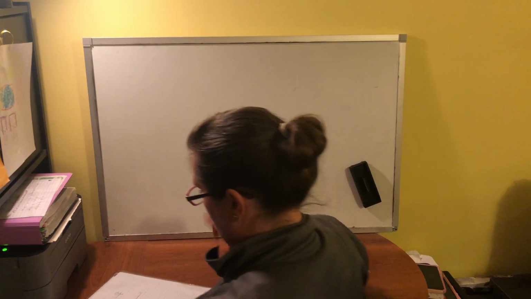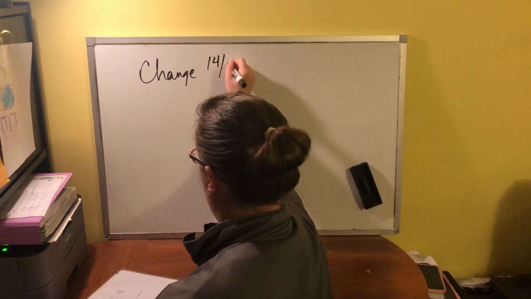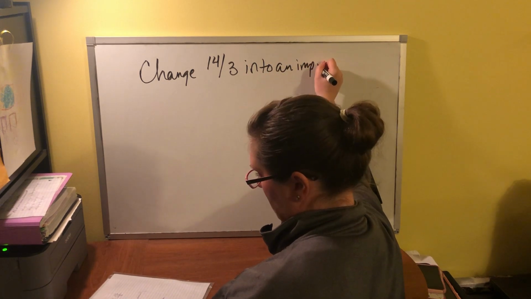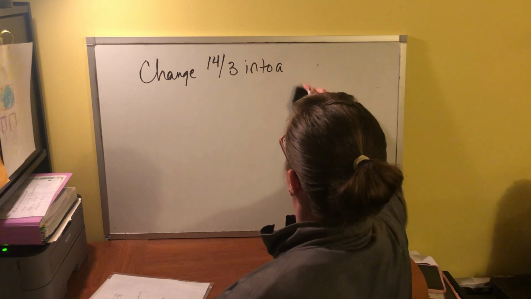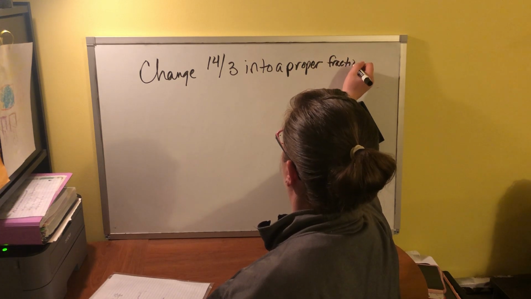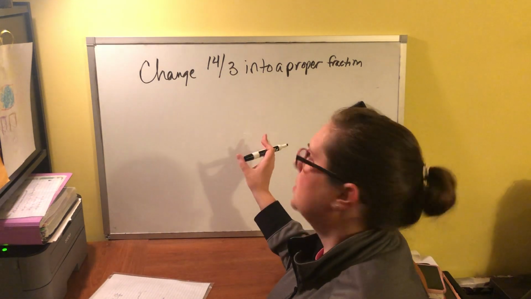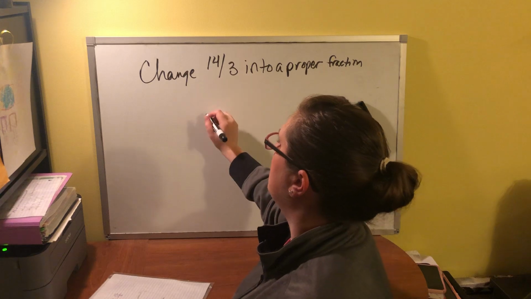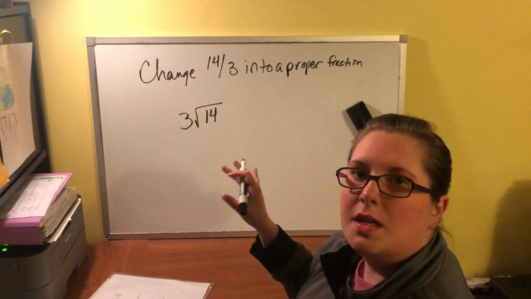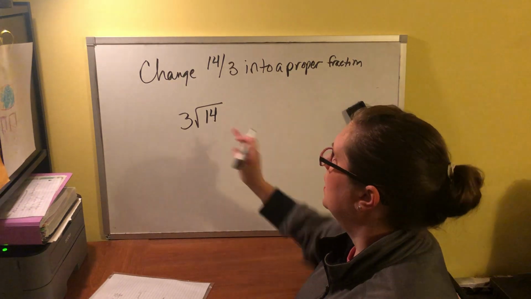Let's go ahead and do, let's change 14/3 into a proper fraction, sorry. So we just did this. This means division. You're going to divide exactly how it's given to you. 14/3. That means 14 divided by 3. Don't flip-flop it. Do it exactly how it's given to you. Don't do 3 divided by 14. You're going to get a crazy decimal. 14 divided by 3.